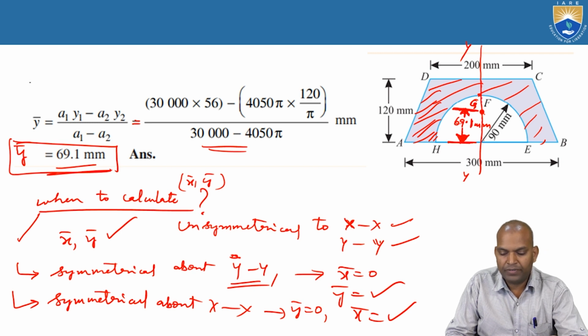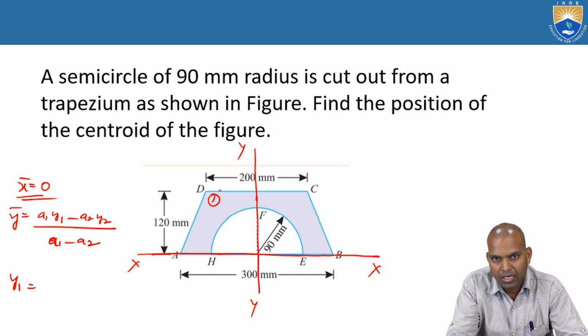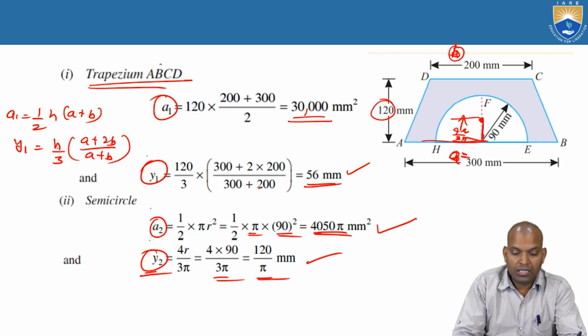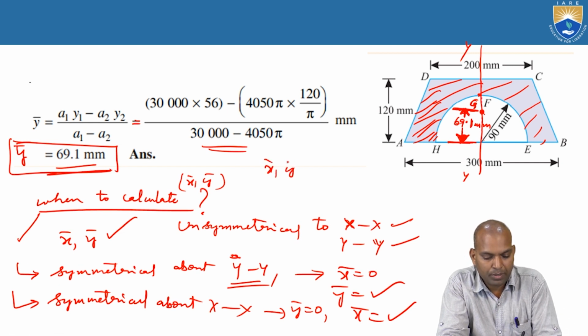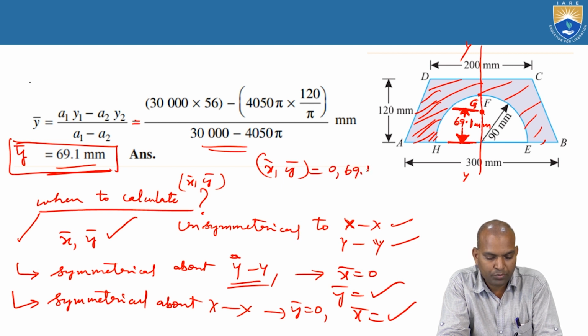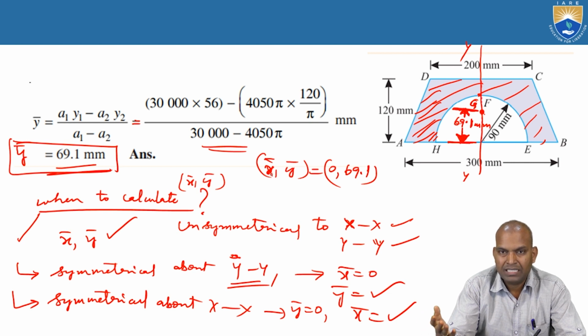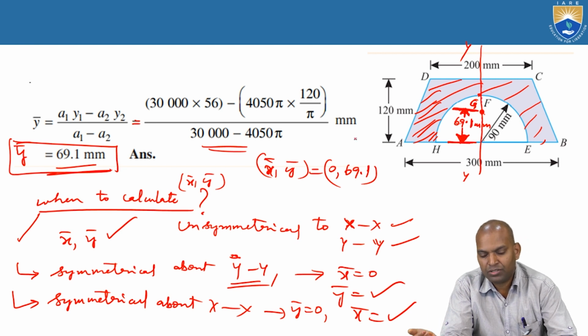In this figure, this trapezium is symmetrical about which axis? Vertical axis. It is symmetrical about the vertical axis, that means bar x equal to 0, bar y to be calculated. Now what is the coordinate of this section? The coordinate is bar x comma bar y equal to 0 comma 69.1. So bar x equal to 0, that means the vertical axis. It is symmetrical about which axis? Vertical axis. So we have to calculate bar y.